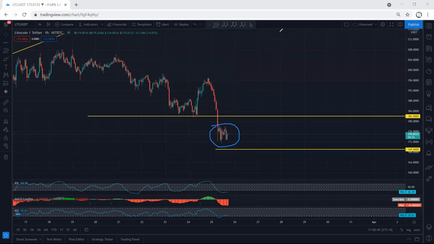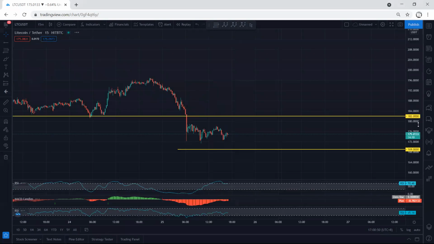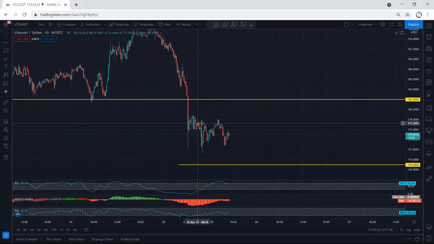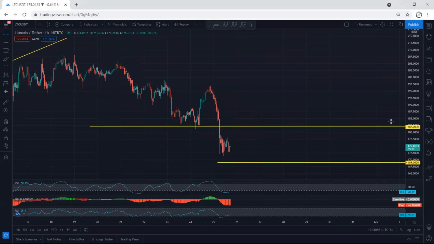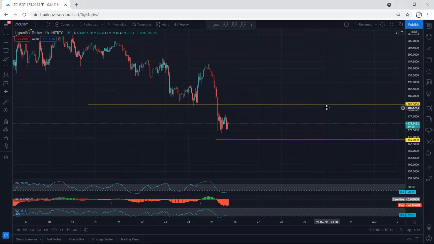If I move to 15 minutes, we see what we have. Based on 15 minutes, we are still within this correction. In this case, whatever I mentioned is how I'm going to trade, but it depends on the traders. If they have their own way, they can follow their strategy.